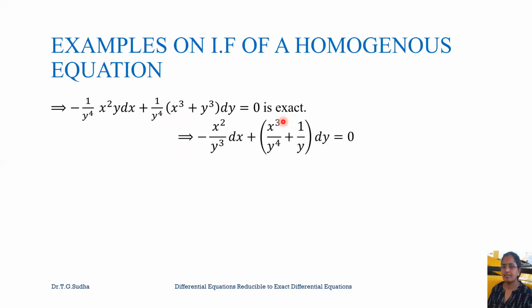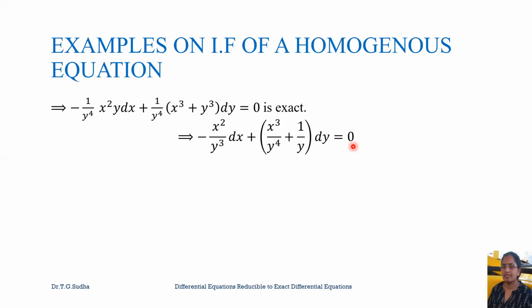Let us simplify this, that is, multiply by the terms. So here 1 by y gets cancelled and we get minus x square by y cube into dx. And when we multiply each term here, it is x cube by y to the power of 4 plus 1 by y into dy equal to 0. And this is an exact differential equation.